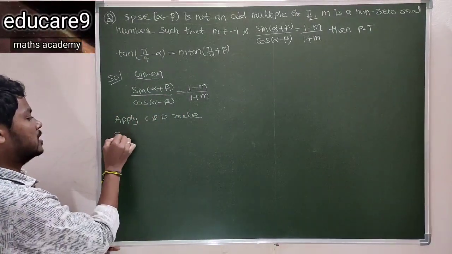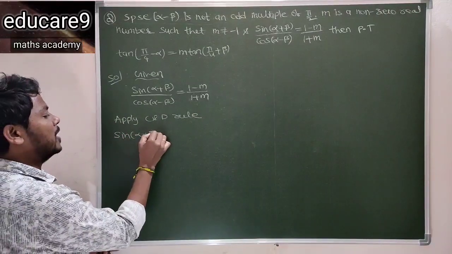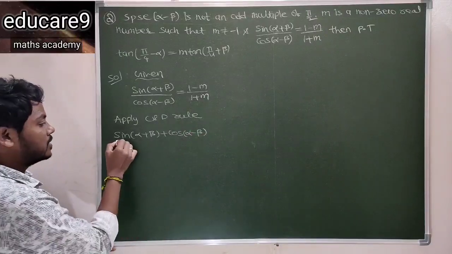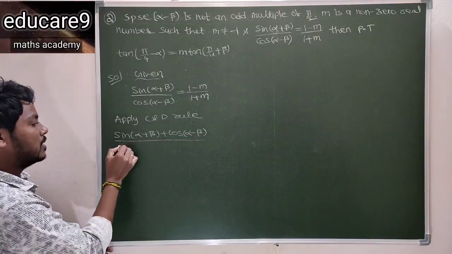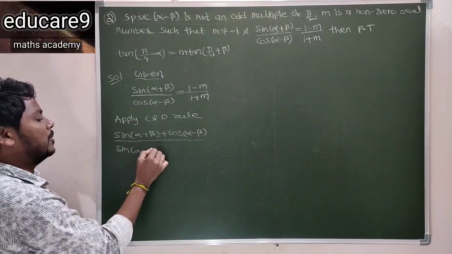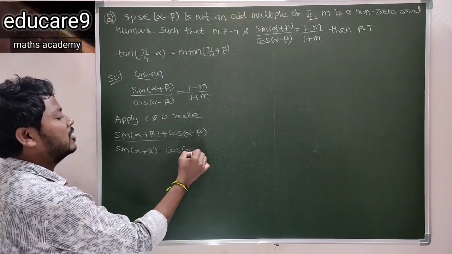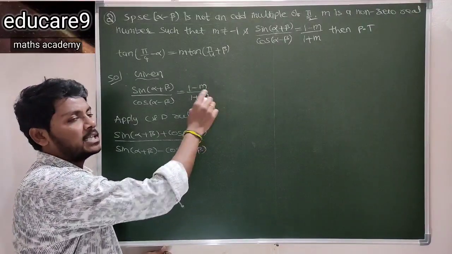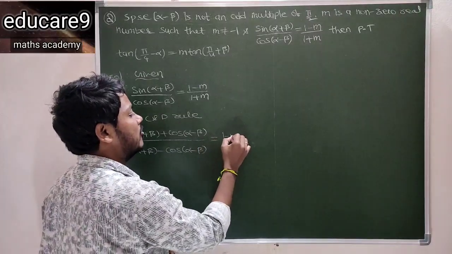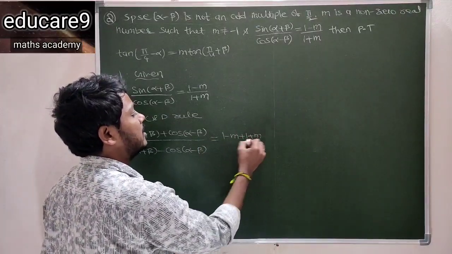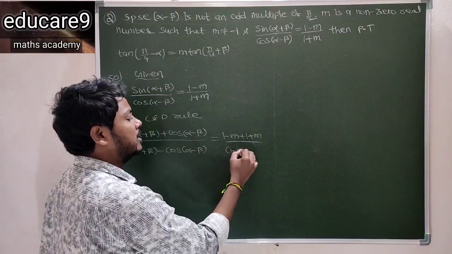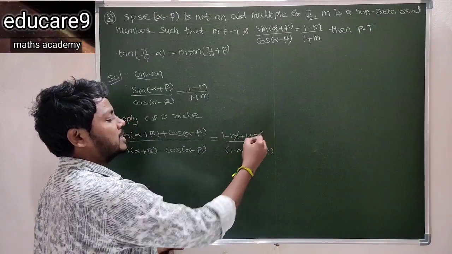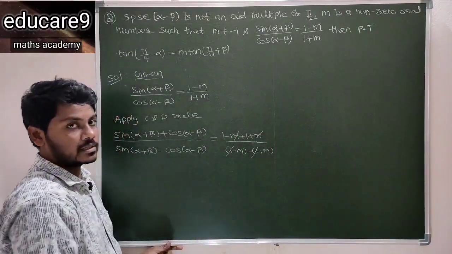So clearly that is sin of alpha plus beta plus cos of alpha minus beta, divided by sin of alpha plus beta minus cos of alpha minus beta. So here also numerator plus denominator by numerator minus denominator. So clearly that is 1 minus m plus 1 plus m divided by 1 minus m minus of 1 plus m. So minus m plus m get cancelled, plus 1 minus 1 get cancelled.